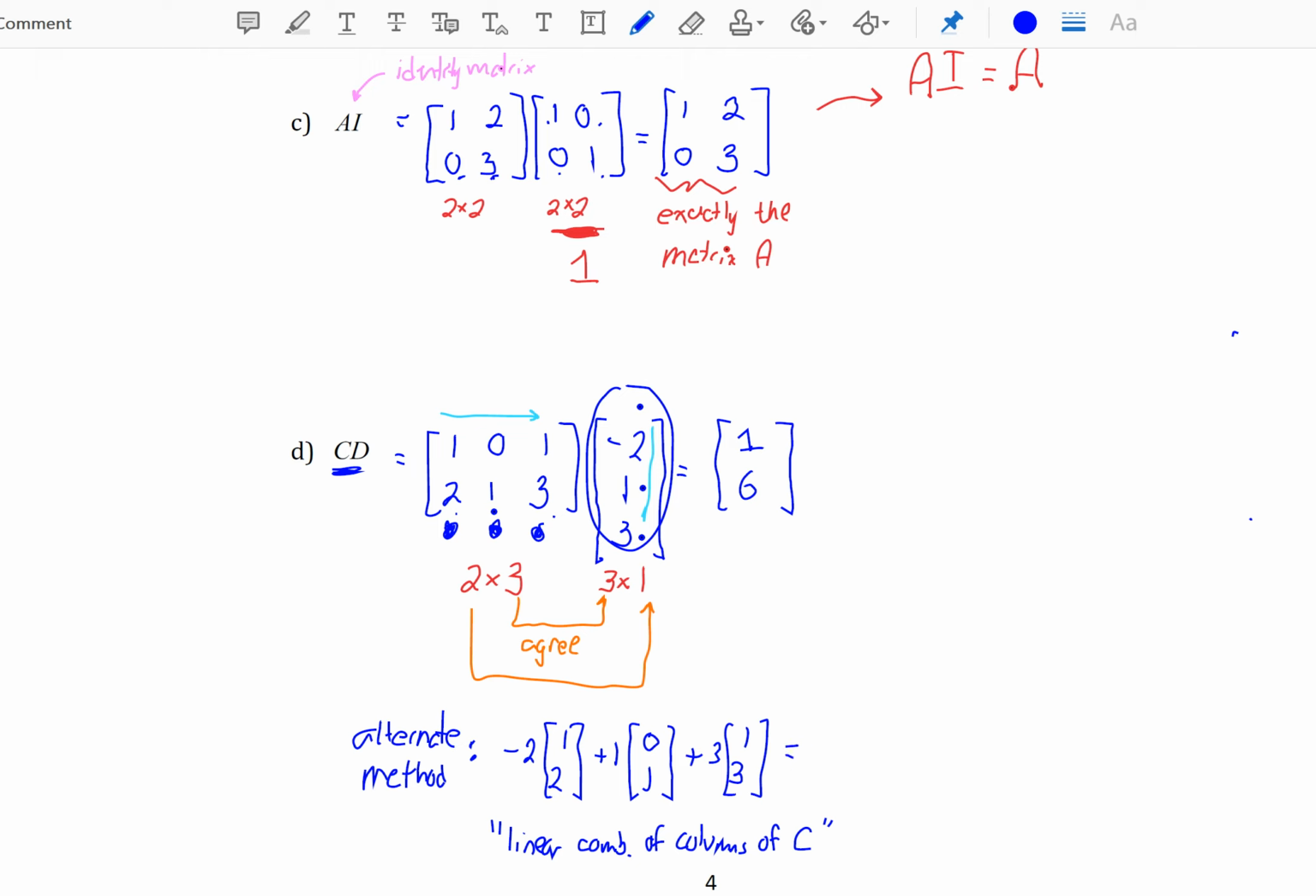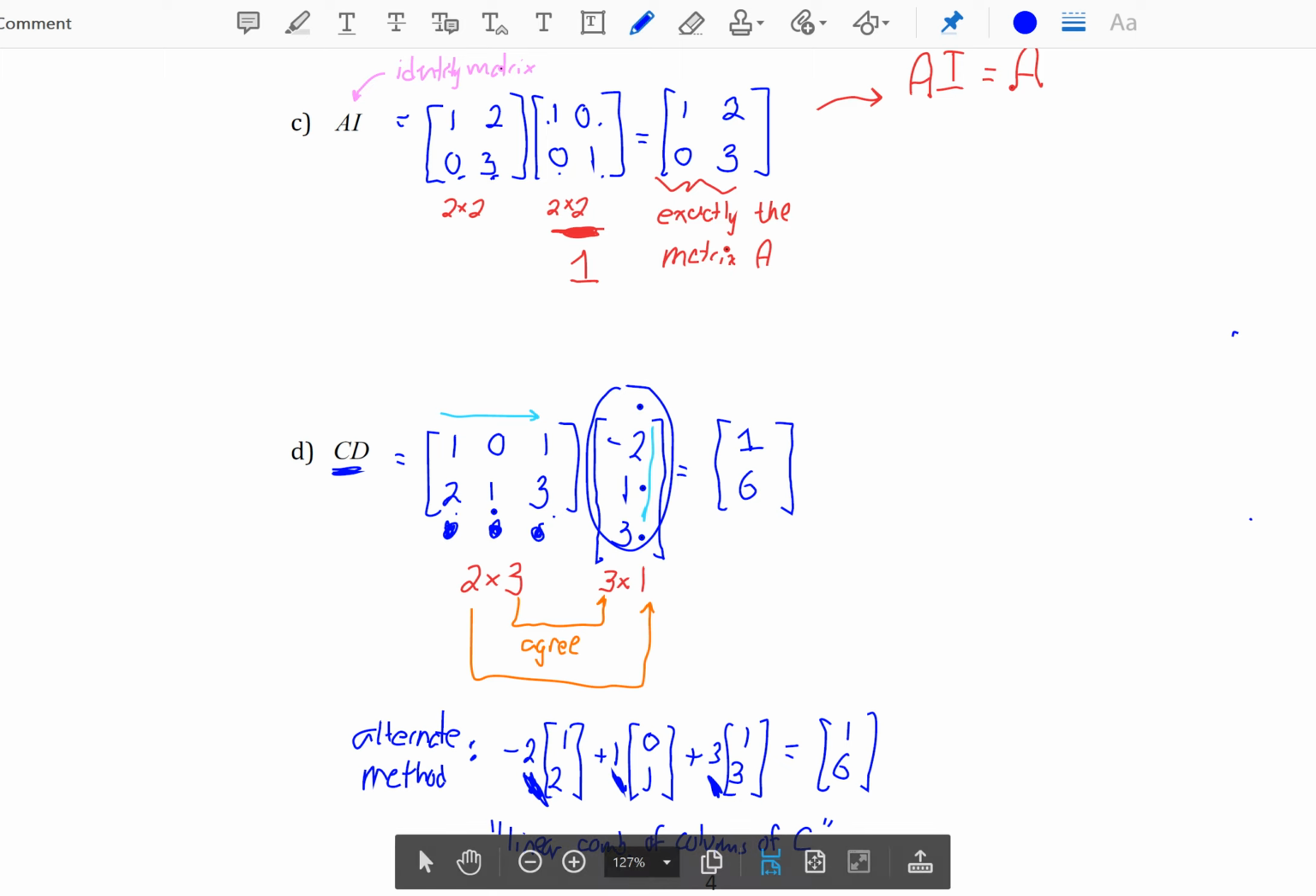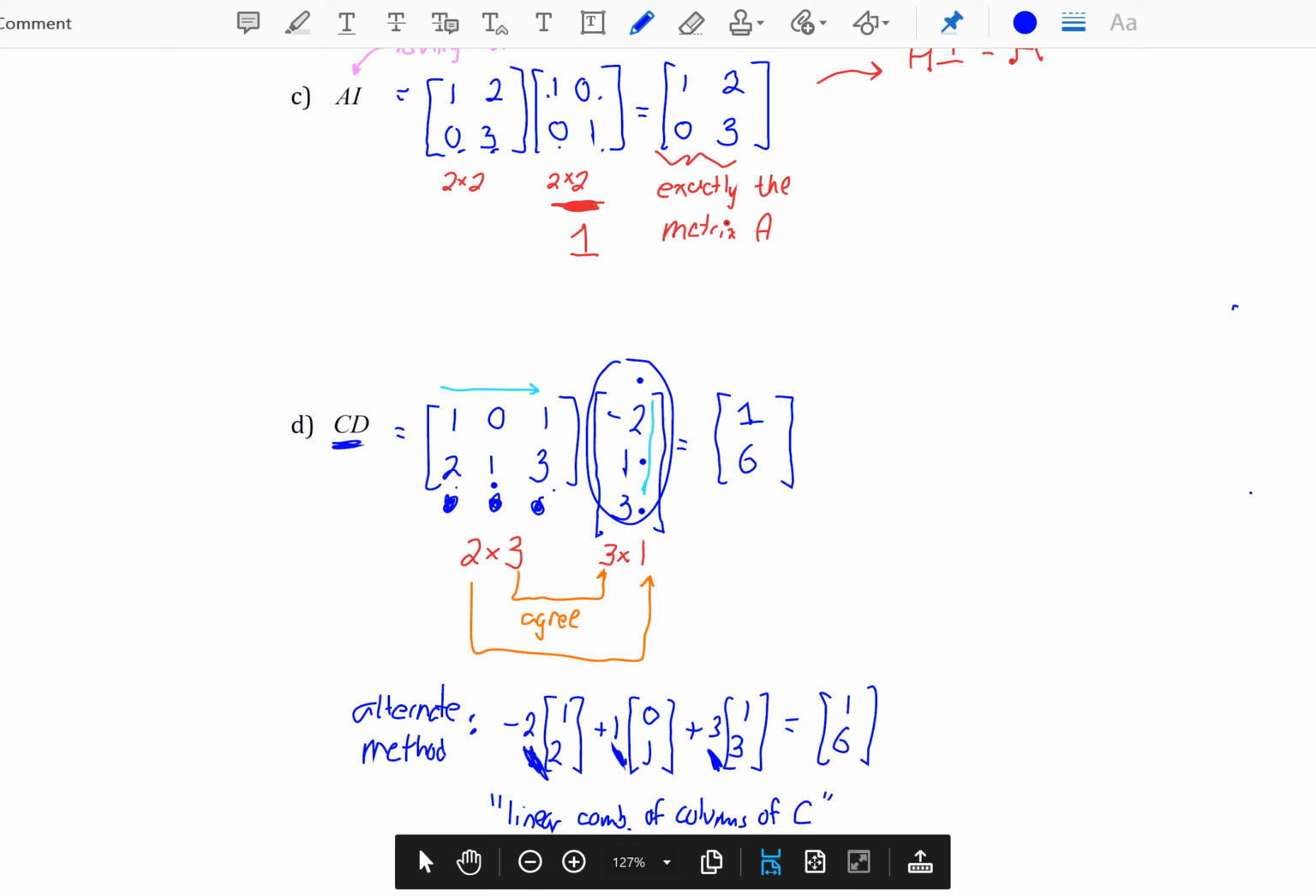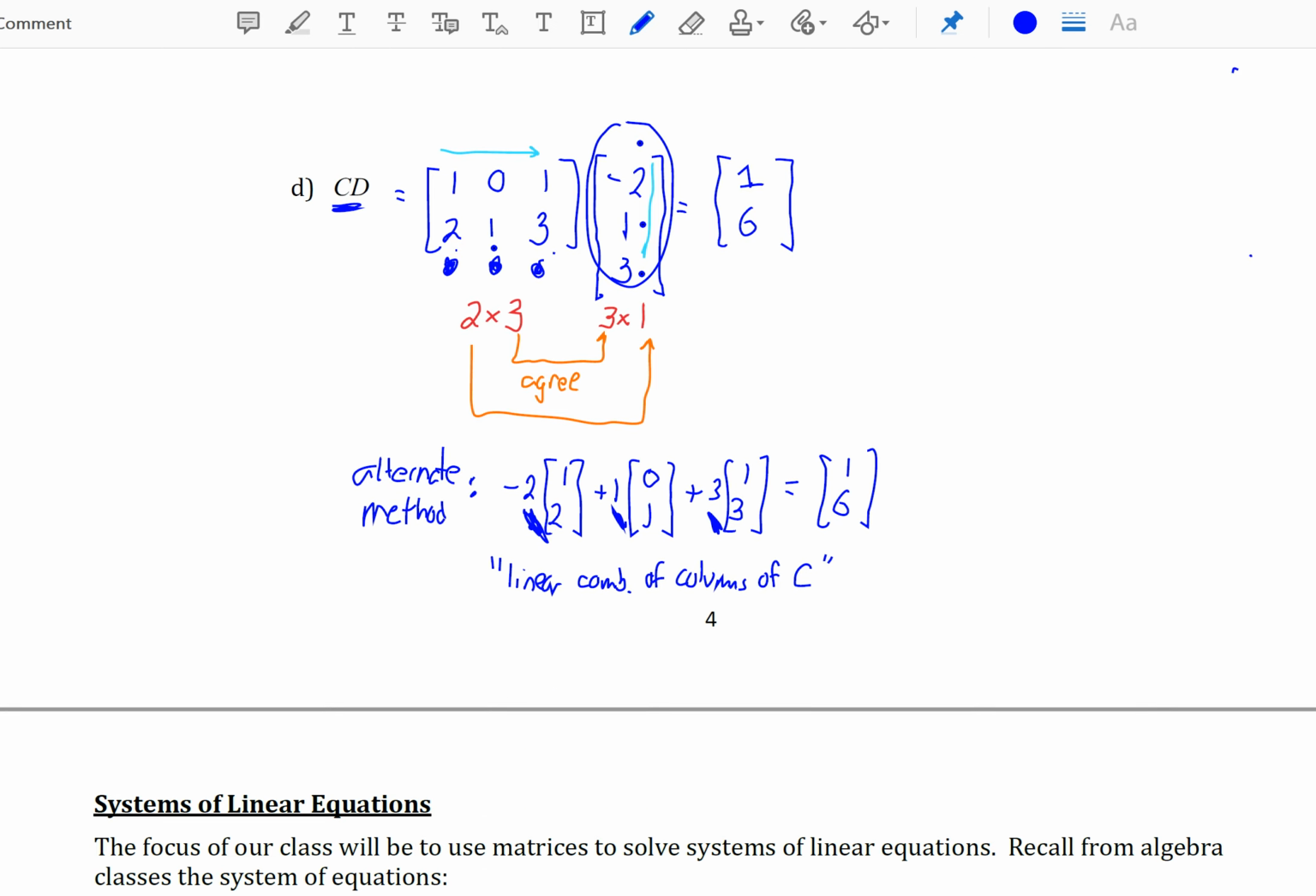So here I'll say this is going to be -2 plus 0 plus 3 still gives me the value 1. -2 is, this would be -4 plus 1 is -3 plus 9 gives us 6. So I've shown you now maybe 3 ways you could have done this matrix multiplication. Using your traditional entry by entry approach, using your calculator, or using this alternate method. Okay, let's move on.